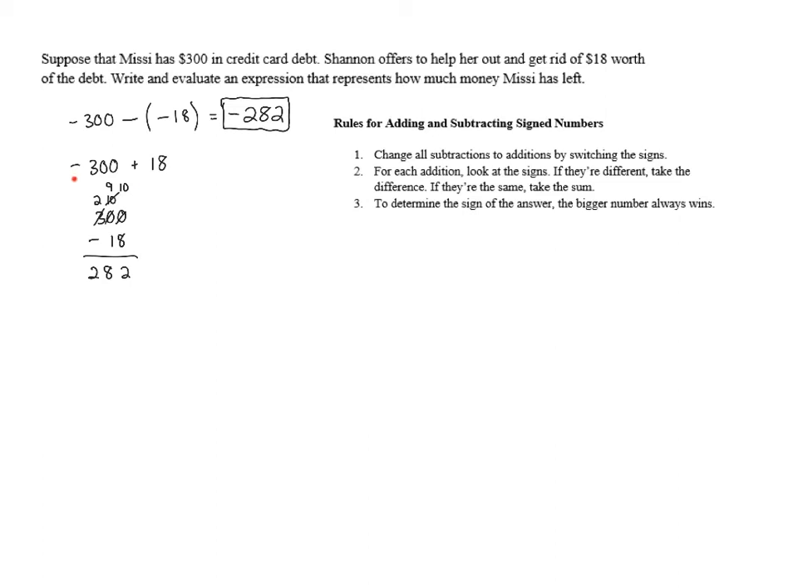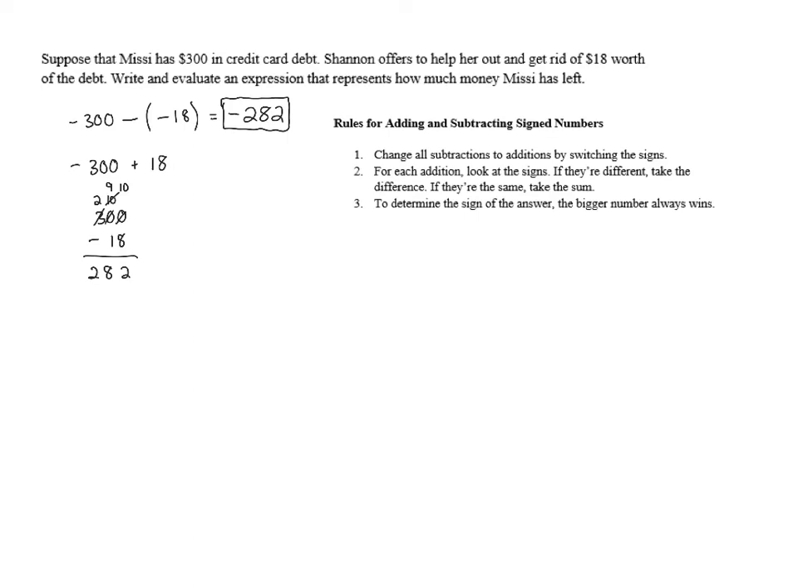It's easier when we're looking at things as additions because we can tell which quantities are positive and negative, whereas here it's a little bit harder because we've got those two negatives. So first we will change subtractions to additions by switching the signs. Then for each addition we need to look at the signs of the numbers. If they're different, we take the difference, and if they're the same, we take the sum.